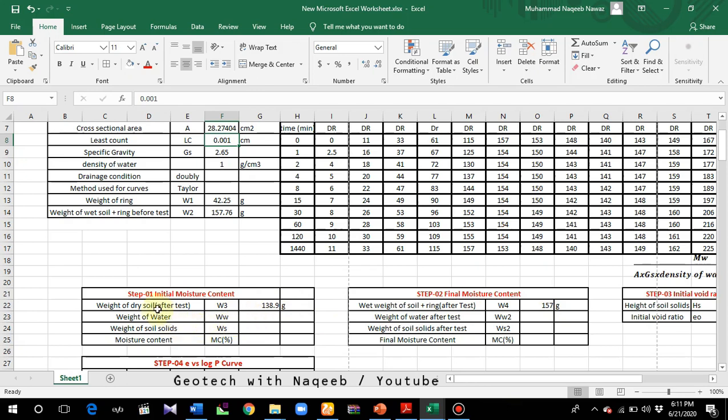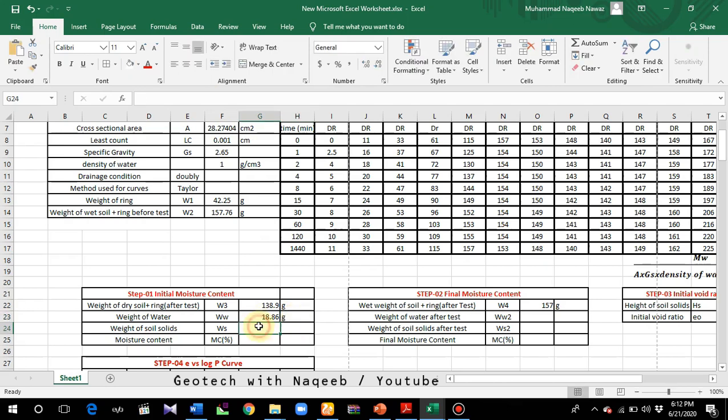So here we'll have to find out, in the first step, the initial moisture content. Firstly, as we know, moisture content is weight of water divided by weight of soil solids. So for weight of water, I subtract weight of dry soil plus ring from wet soil plus ring. I'll select this one, subtract this one, and it will be 18.8. So now it is in gram.